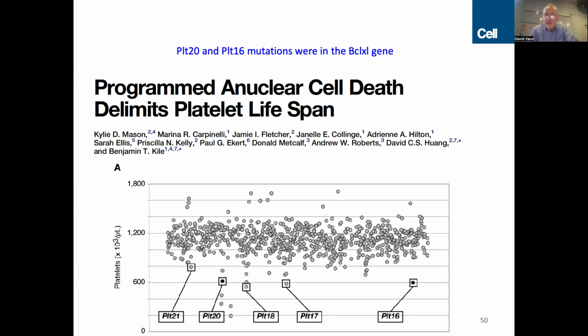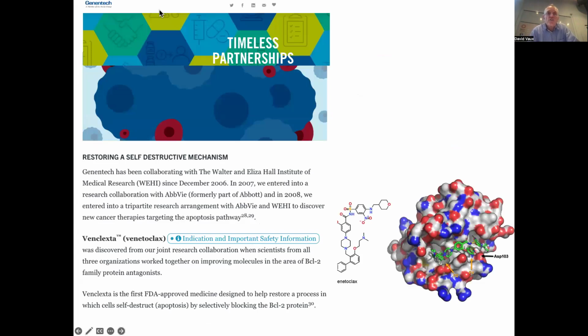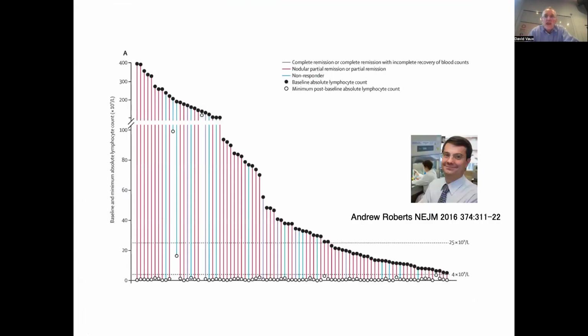So that led to establishment of a three-way partnership, this time between Genentech, and this slide comes from Genentech, and the Walter and Eliza Hall Institute, and also AbbVie, which was formerly part of Abbott, to develop a new BCL2 inhibitor that was specific for BCL2 that didn't also target BCL-XL, so it wouldn't alter platelets. And this drug that was actually discovered in the United States at AbbVie was called venetoclax. And this is a picture of venetoclax binding into that same groove of BCL2, like a BH3-only protein. And this is from the New England Journal of Medicine paper.